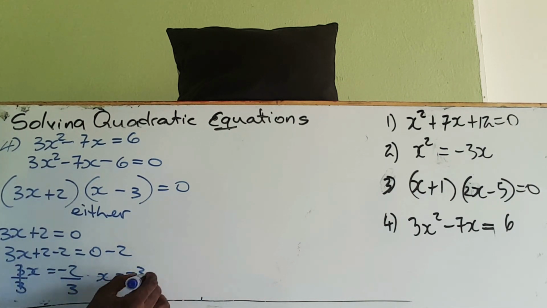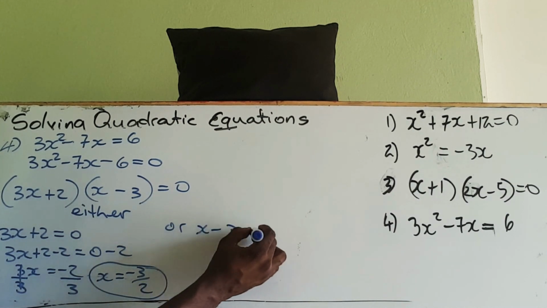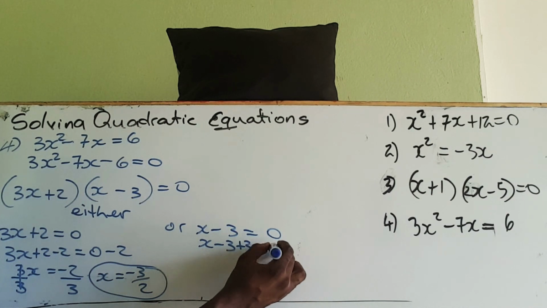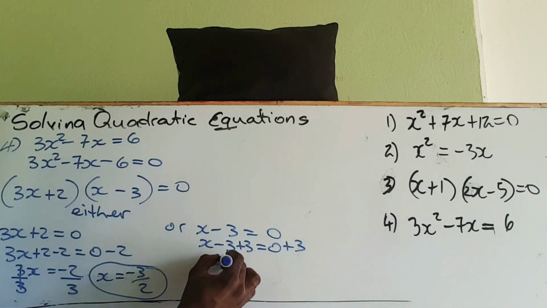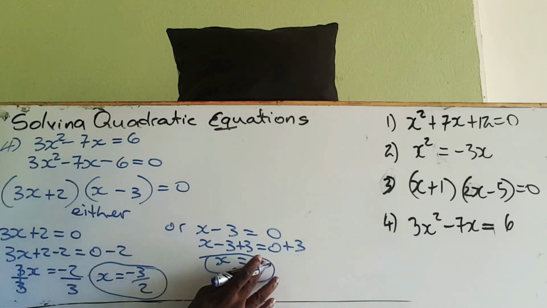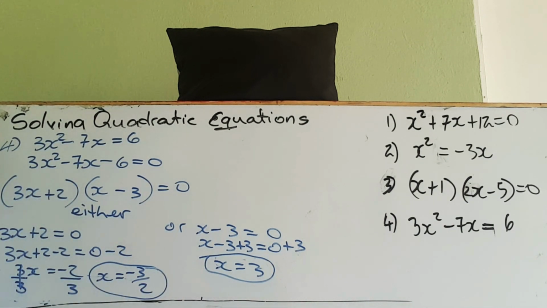Either that is the case, here is my response, or x minus 3 is equal to 0, which means x minus 3 plus 3 is equal to 0 plus 3. X is equal to 3. And here is my second response. Alright, so x is equal to 3, or x is equal to negative 2 thirds.